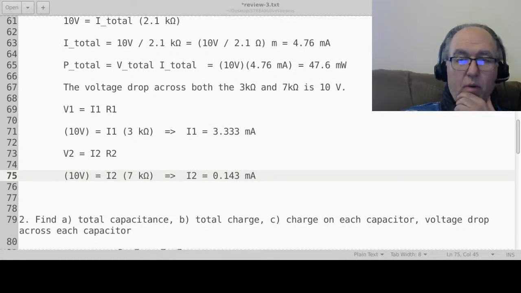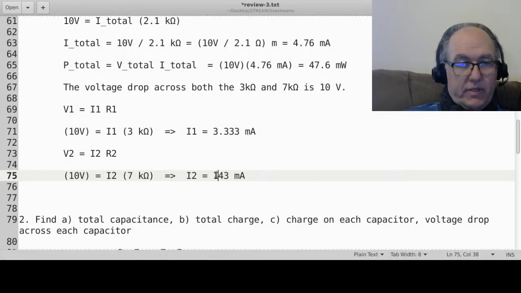I think that I did that right. 10 divided by 7. No, I did it wrong. Sorry, guys. One sec. It didn't look right. Yeah, I don't know what I did there. I'm off by a factor of 10. That's all. There it is.